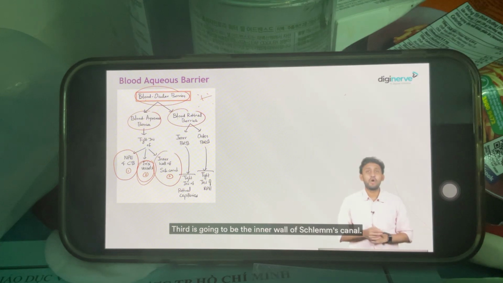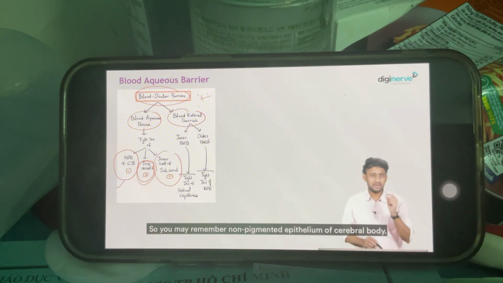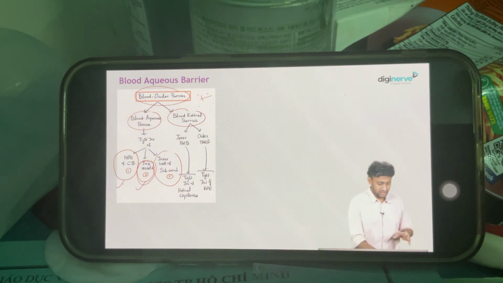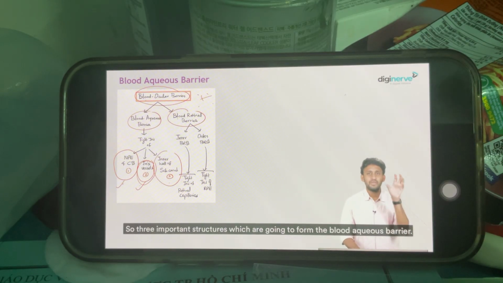Third is going to be the inner wall of Schlemm's canal. So you may remember the non-pigmented epithelium of the ciliary body, you may remember the iris vessels, but you might forget the Schlemm's canal inner wall. So please don't forget this. These are the 3 important structures which form the blood-aqueous barrier.